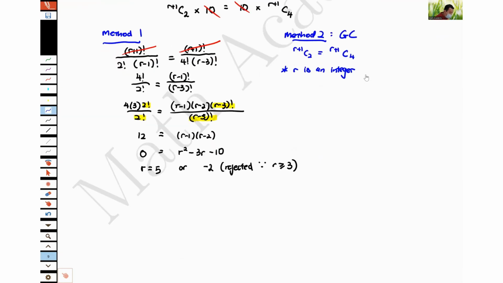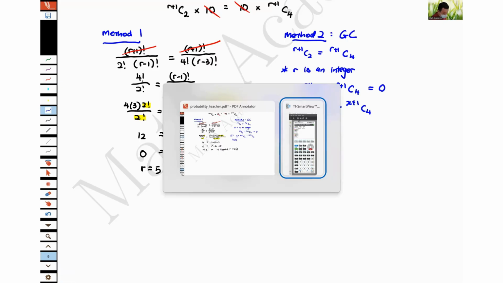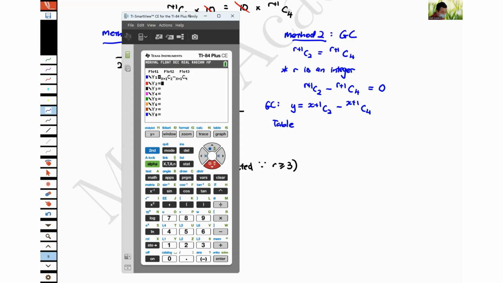If you have an integer, on the graphing calculator the best way is to solve with a table. But to do a table, I recommend we always move everything to one side, forcing it to be 0. So you want to press onto your GC, key in like a Y equation, where your r is your unknown. We key this way, and go for a table. So I have keyed that equation here.